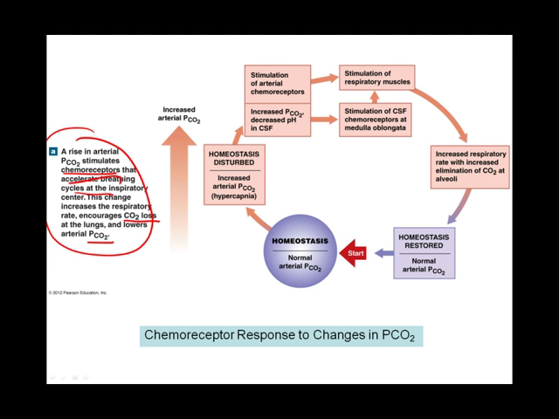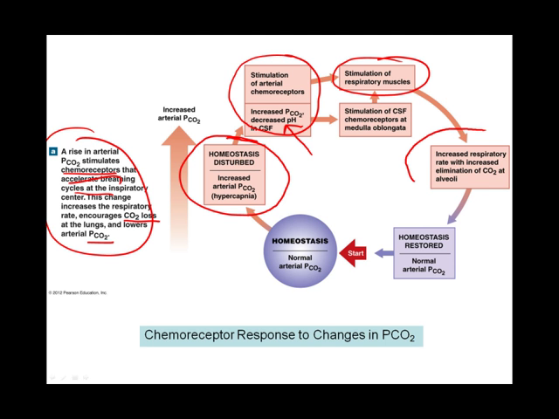The reverse is true. There's a diagram in your book that shows the reverse of this. If there's too little carbon dioxide, basically the reverse happens. You breathe less. But let's say that you do have too much arterial carbon dioxide. Chemoreceptors, specifically in the brain, those central chemoreceptors, are going to sense high amounts of carbon dioxide, which will in turn stimulate respiratory muscles and cause an increased respiratory rate. Carbon dioxide is gotten rid of, homeostasis is restored.